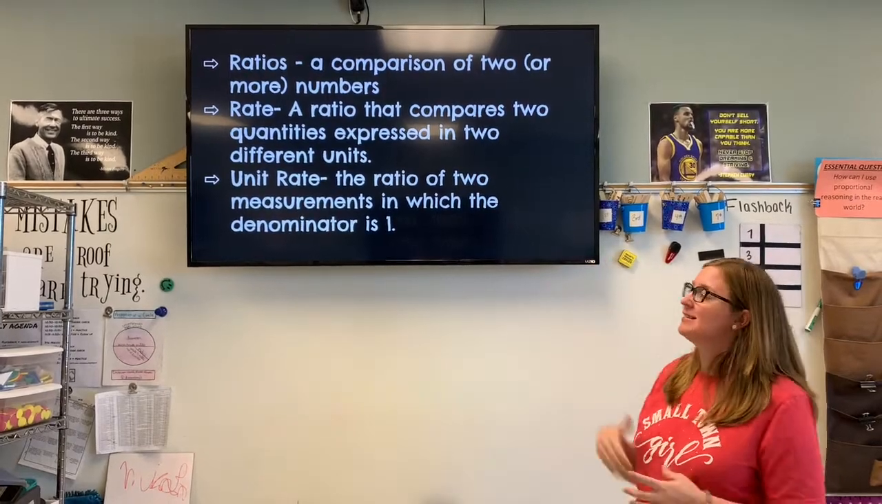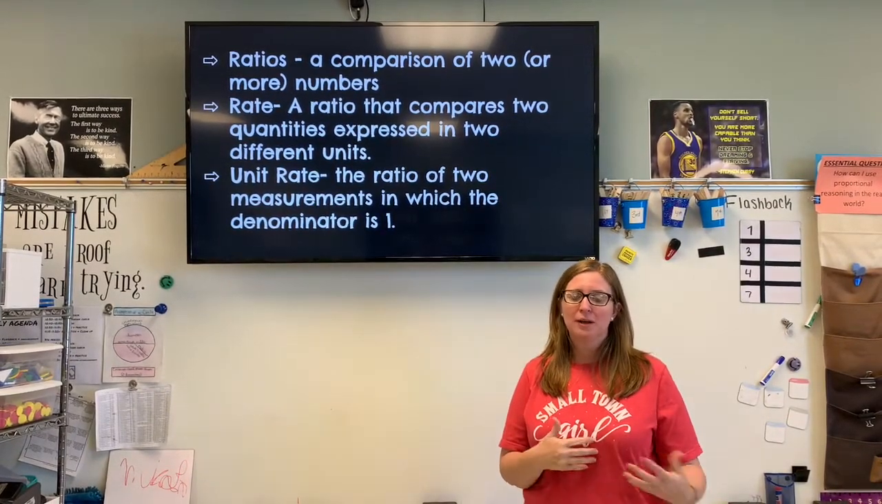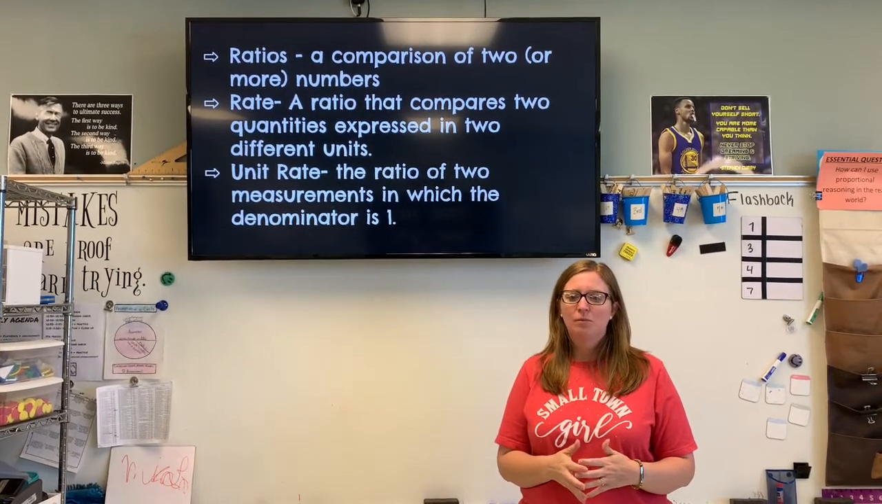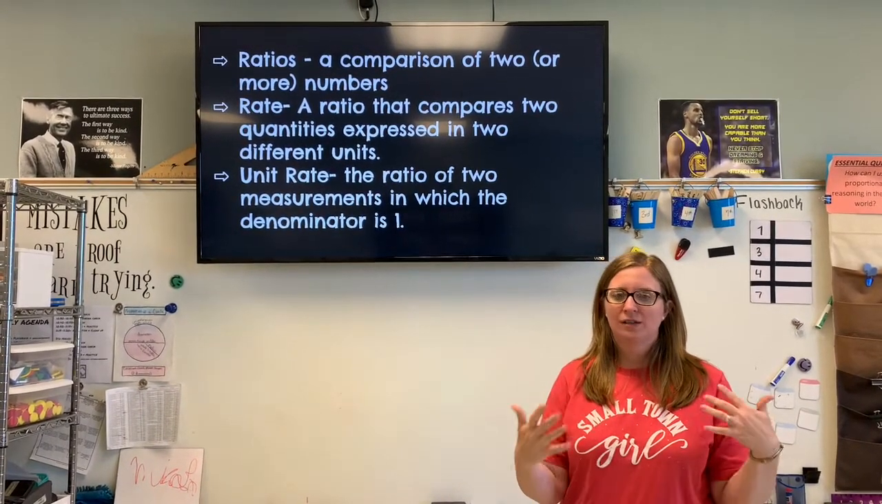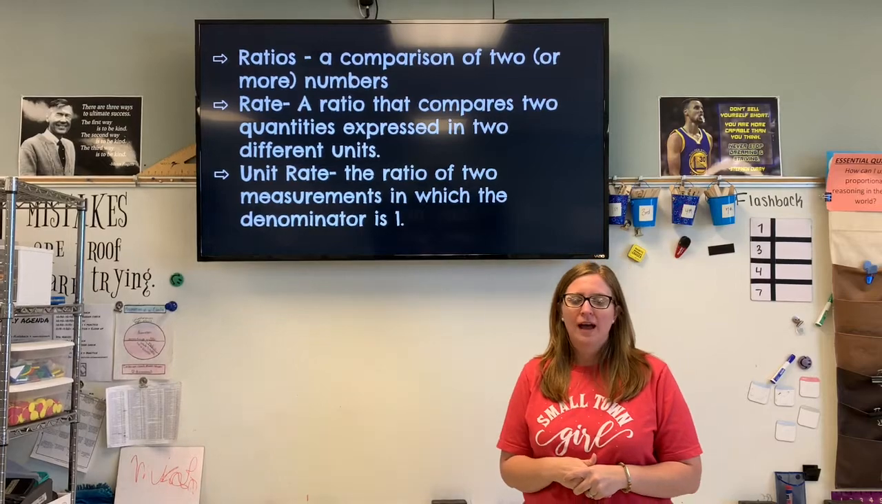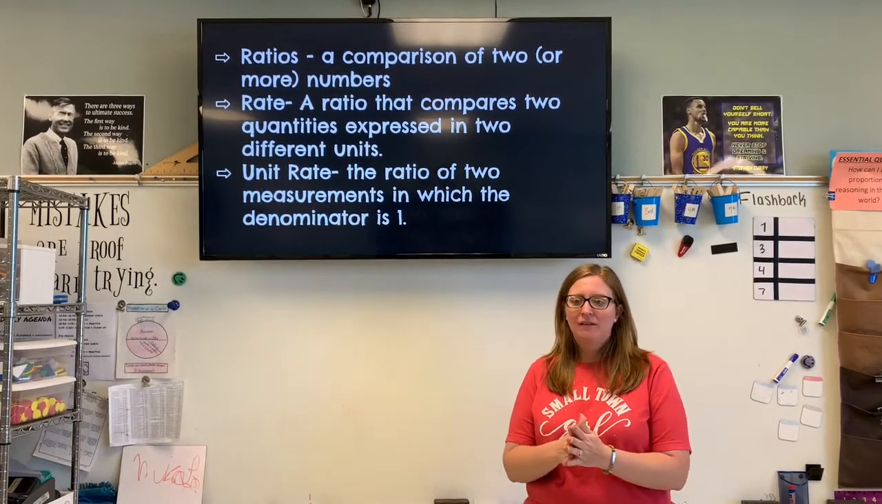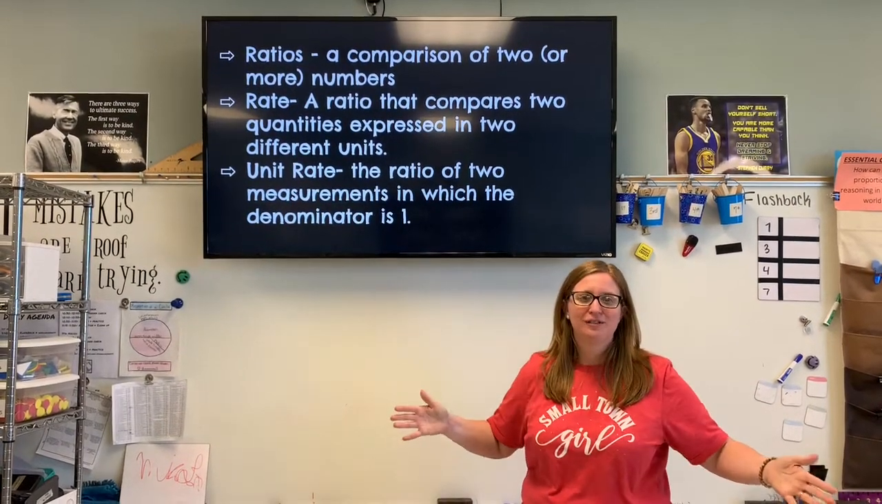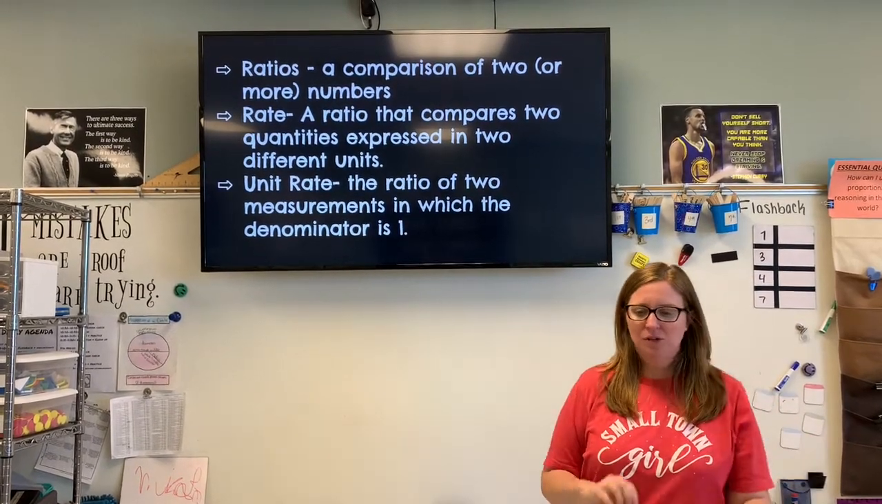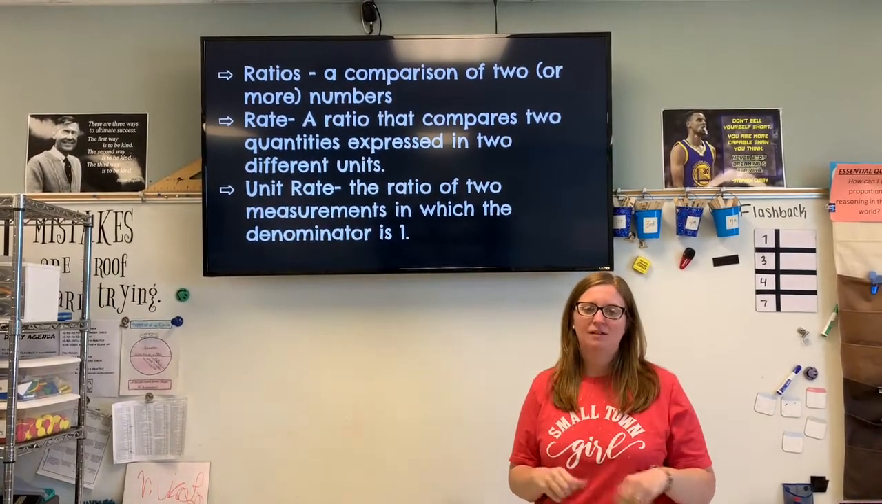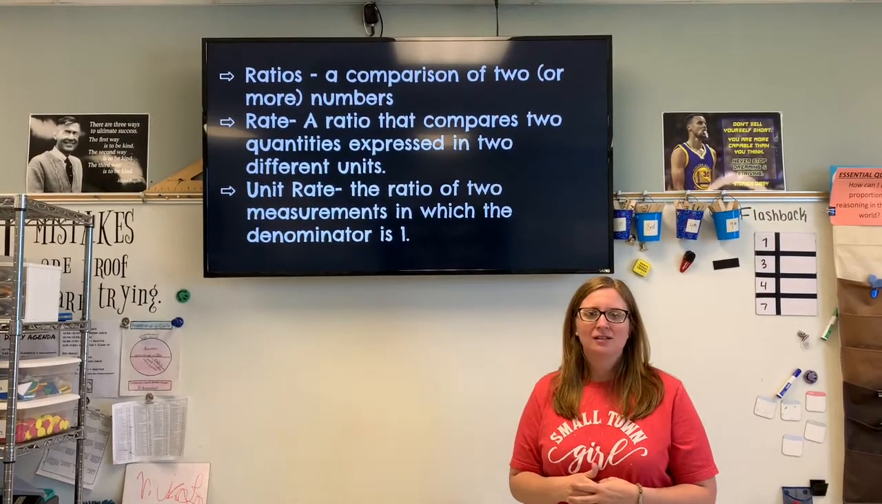A ratio is a comparison of two or more numbers when you're comparing things. For example, a lot of times in the class we look at ratios of boys to girls in the class, or you can have a group of Skittles, and maybe you're finding the comparison of how many red Skittles versus how many green Skittles, how many yellow Skittles in the bag. So that's what a ratio is.